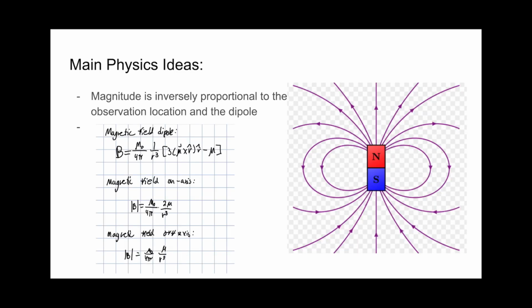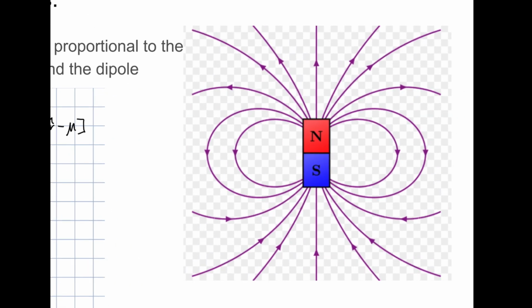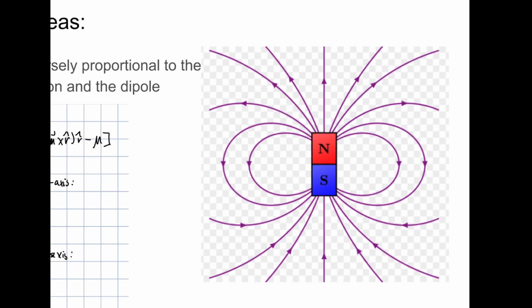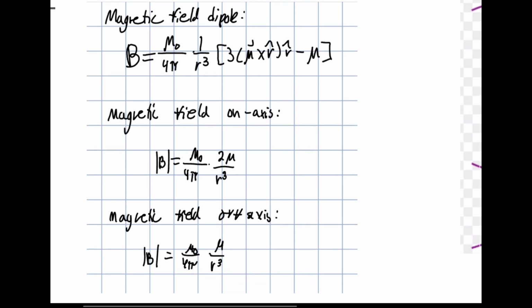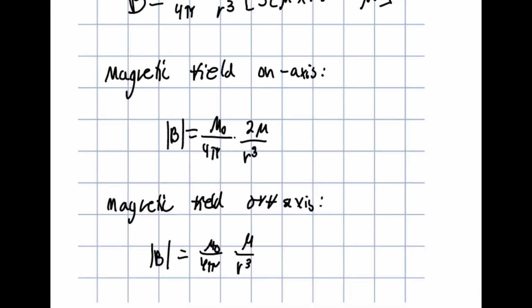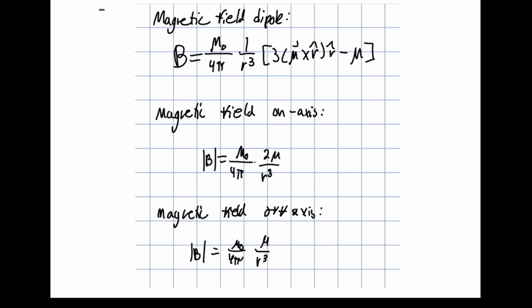Okay, the main physics ideas. So magnitude is inversely proportional to the distance from the dipole. In the image, you can see how the magnetic field is shaped around the magnet. It goes from north to south, looping around, and then straight above. And then the magnetic field of the dipole comes from Biot-Savart's law, so that's the equation. And then we also need to know how to find the magnetic field on the axis and off the axis, and those are the two formulas.